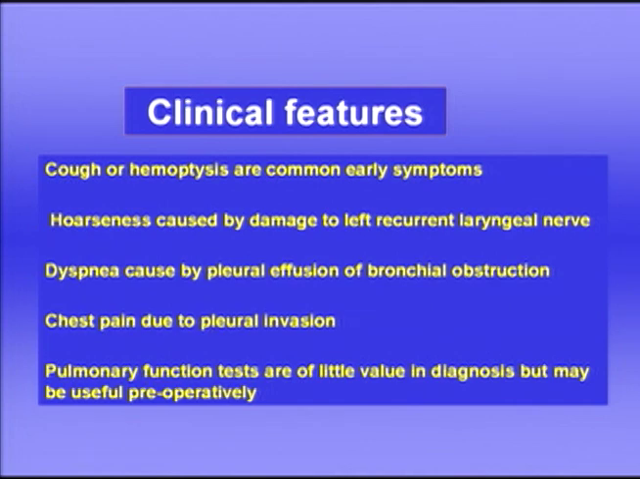Later on, patients may develop hoarseness because of damage to the left recurrent laryngeal nerve. They may develop a pleural effusion or bronchial obstruction, chest pain due to pleural invasion. Now, when these things occur, unfortunately, it's far too late to do much about the carcinoma generally. So when I say the clinical features are not important, what I meant was that these more florid forms are not important, because basically in bronchial carcinoma, what you want to do is make the diagnosis early so that the carcinoma can be removed or radiated or whatever.